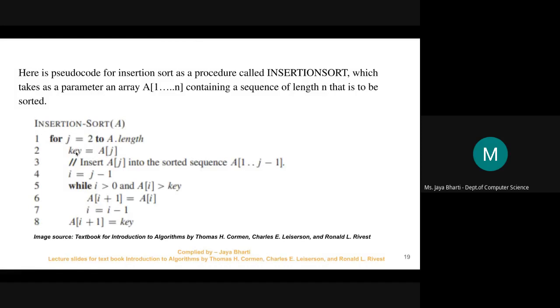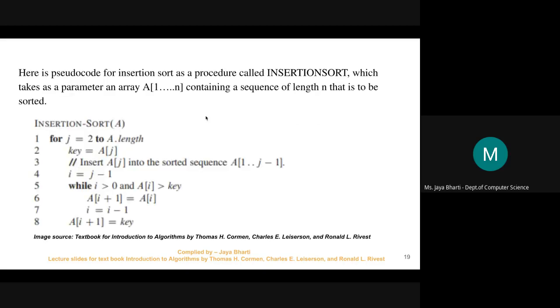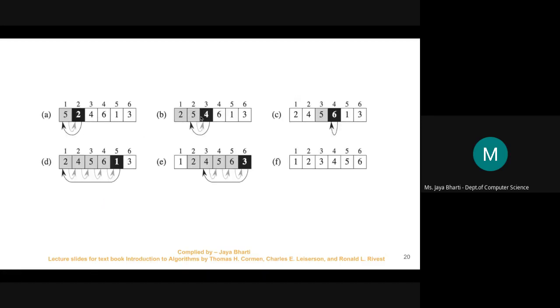Now a of j will be key. So what is our j value? It is 3. So a of 3 will be key. The value of a of 3 is 4. So now key is equal to 4, and i will be 2 now because it is j minus 1 and j is 3. So 3 minus 1 will be 2. Now you need to compare a of 2 and a of 3. When you compare these two, you can see that a of 2 is still greater than a of 3. So now again you need to swap these two.